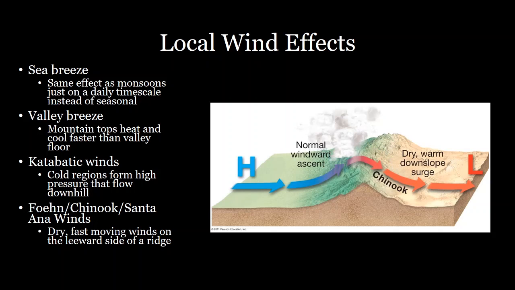And so that air can accelerate as it moves down the mountain, and because it's lost most of its moisture, it's very dry. Santa Ana winds in California have been associated with very bad fire weather and can spread fires very easily because they're so dry, and they're generally very strong winds that can push the fire really far.